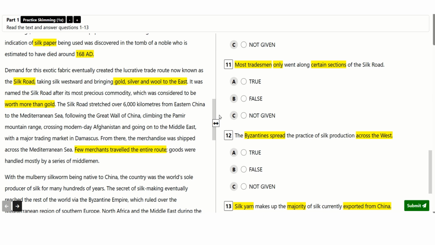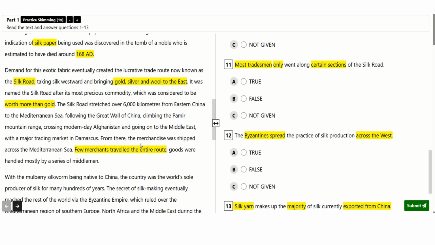Okay, so here this is a little bit tricky. Why? They are saying most tradesmen only went along certain sections. Most, let's say, means 80%. Certain sections means 30%. Okay, 80% of people went along 30% of the road. Here they are saying few merchants, few means 30% or 25%, right? Travel the entire route. Okay, 25% of people traveled 100% of the route.